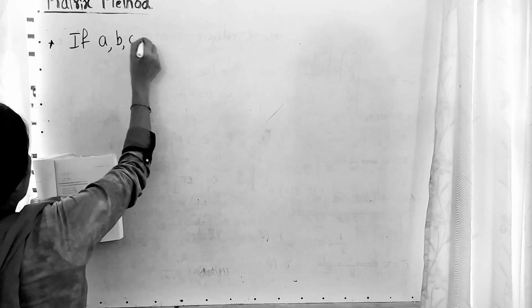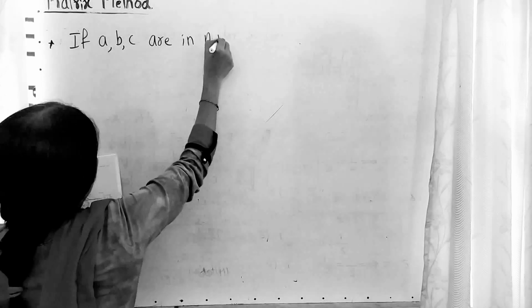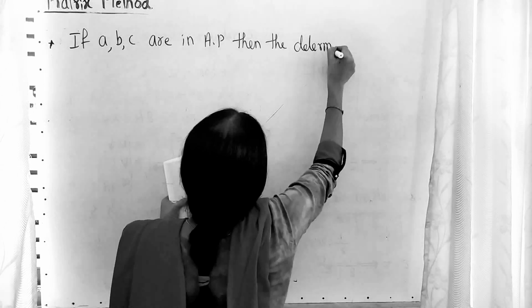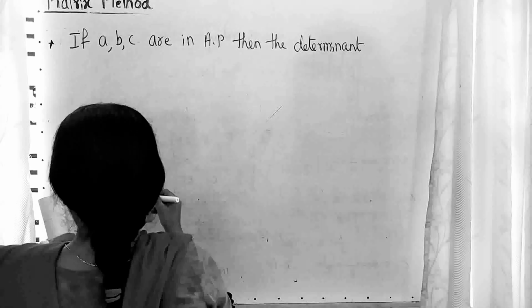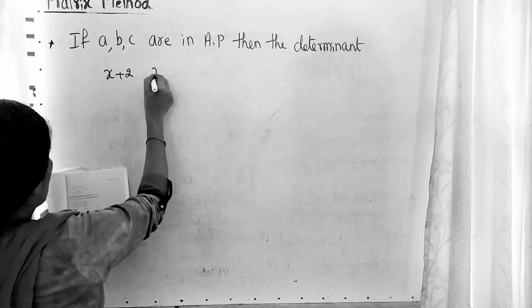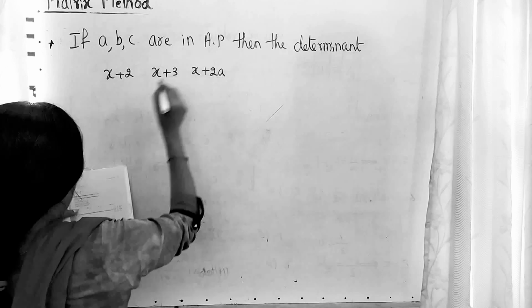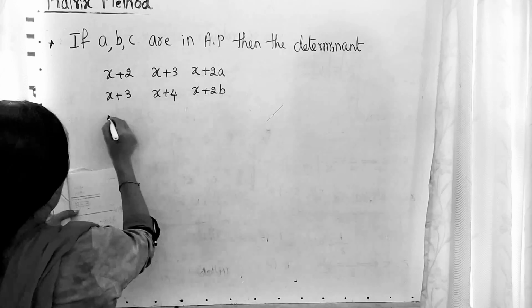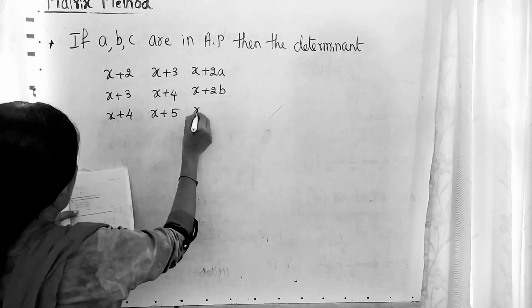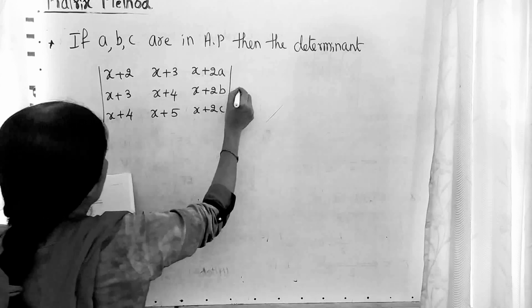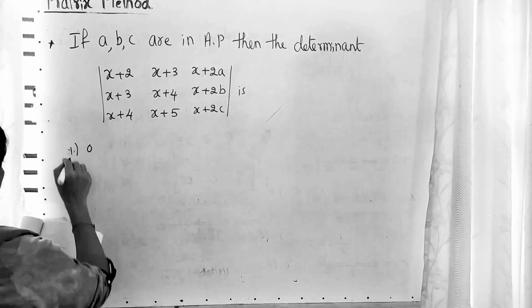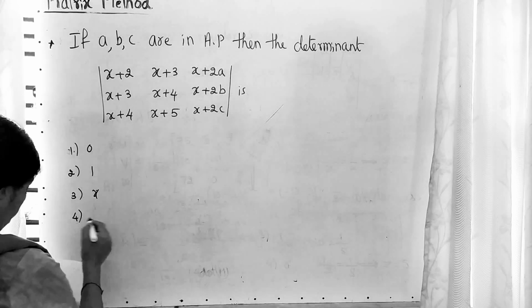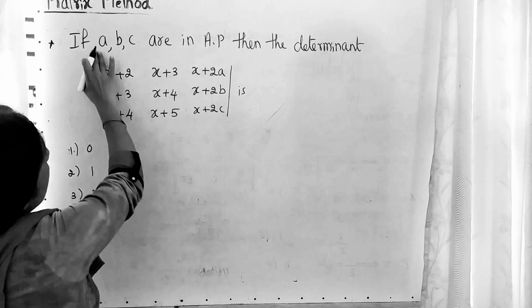If A, B, C are in AP, then the determinant with rows x plus 2, x plus 3, x plus 2a; x plus 3, x plus 4, x plus 2b; x plus 4, x plus 5, x plus 2c is, first option 0, second option 1, third option x, fourth option 2x. See, first we have to use this condition A, B, C are in AP.